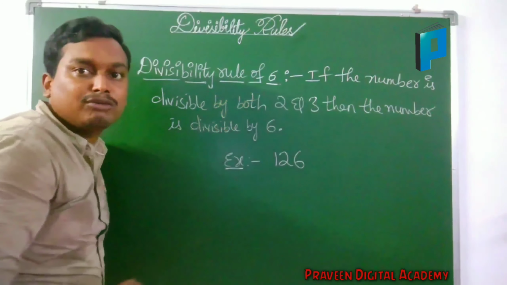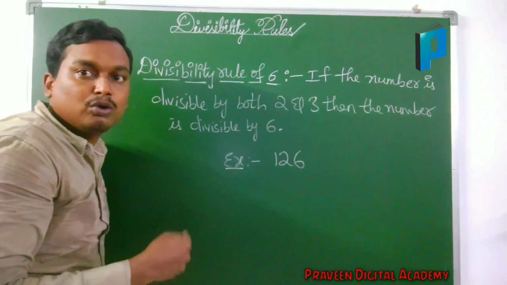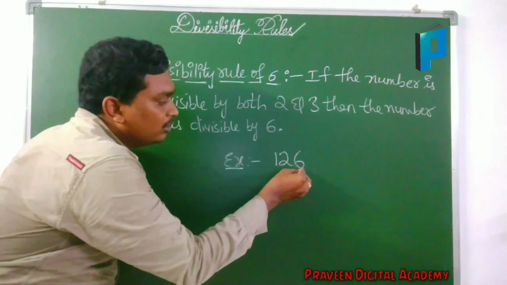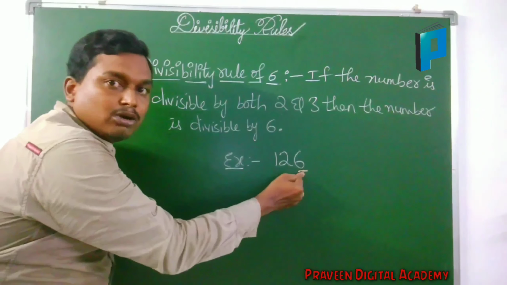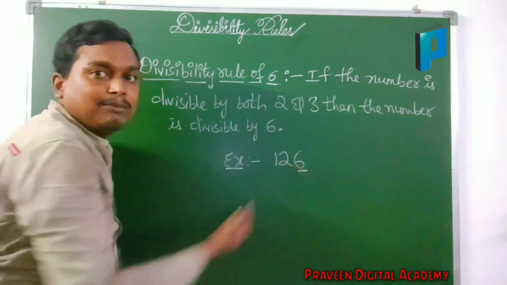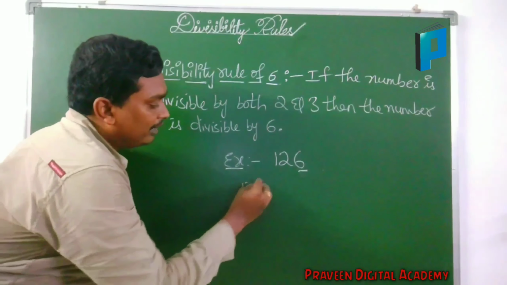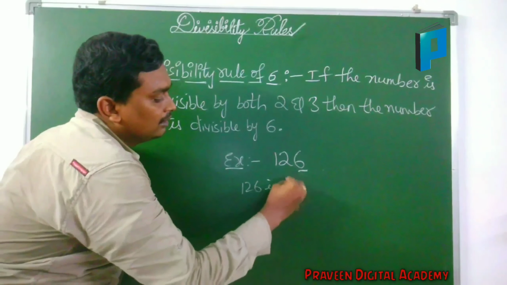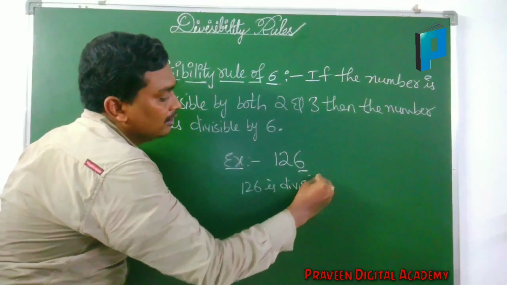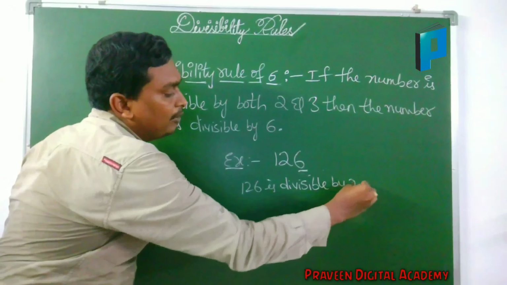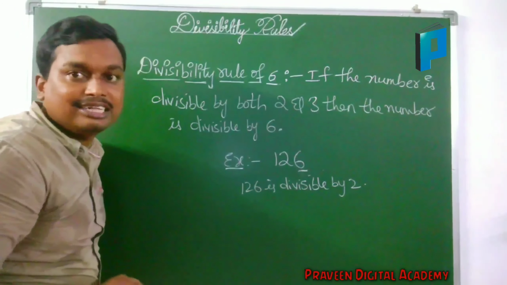What is the divisibility rule of 2? Units place should be 0, 2, 4, 6, 8. Here check the units place, 6 is there. So this 126 is divisible by 2. Why? Because the units place is 6.